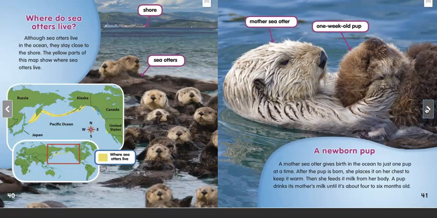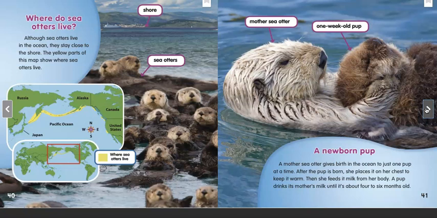A newborn pup. A mother sea otter gives birth in the ocean to just one pup at a time. After the pup is born, she places it on her chest to keep it warm. Then she feeds it milk from her body. A pup drinks its mother's milk until it's about 4 to 6 months old.